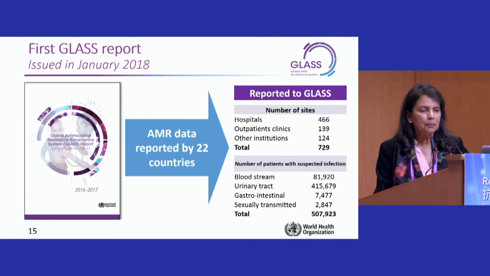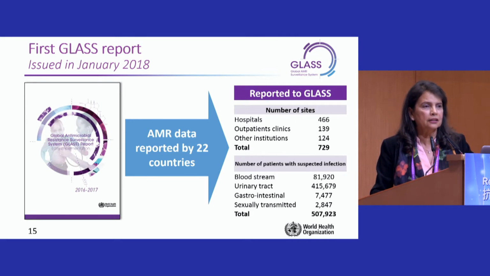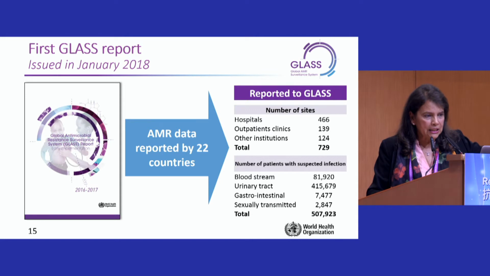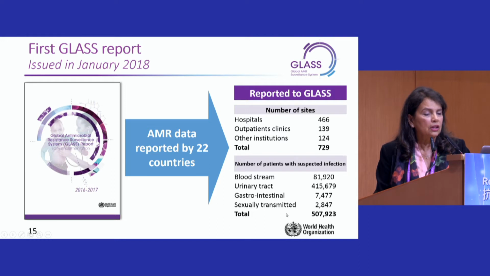Now, just some summary results in terms of the numbers. I mentioned to you that only 22 countries provided data on AMR rates last year. And this is data for 2016, reported in 2017. So in the end, we had information on just above 500,000 patients with infections in different sites, the most frequent site of infection being urinary tract infection, followed by bloodstream infection. Most of the sites were hospitals, but we managed also to have some sense of what is going on in the community through outpatient clinics.